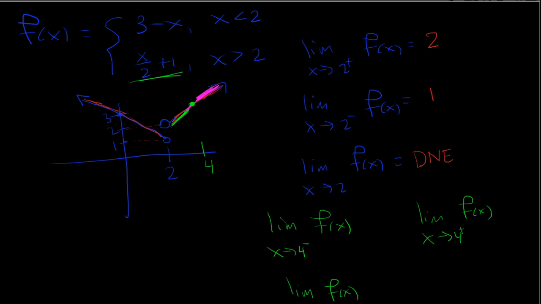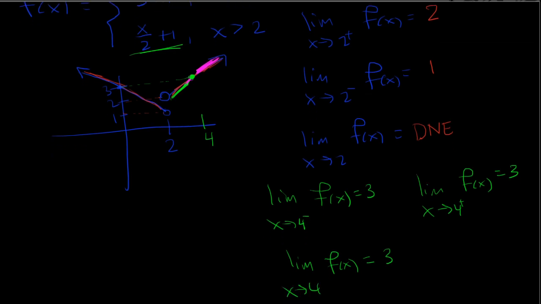So in both cases, I'm going to be getting closer and closer to this point right here in the green, which is at y equals 3. So the left-hand limit is 3, the right-hand limit is 3, and since they're the same, we say that the limit is also 3. So the limit as x approaches 4 is also 3. Okay, let's look at another piecewise function.